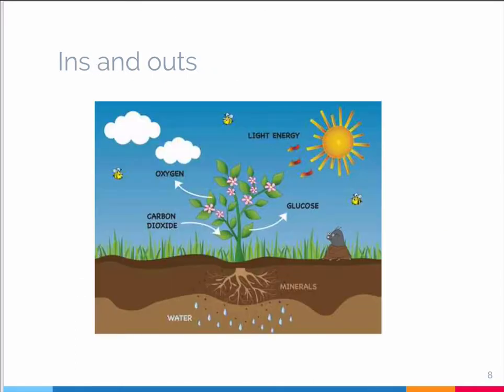So where do those reactants come from? Well, carbon dioxide, as you probably know, is taken from the atmosphere. Plants can take up carbon dioxide from the air and then water from their roots.